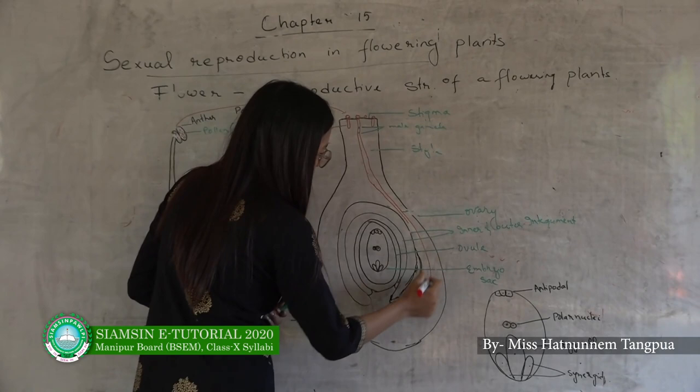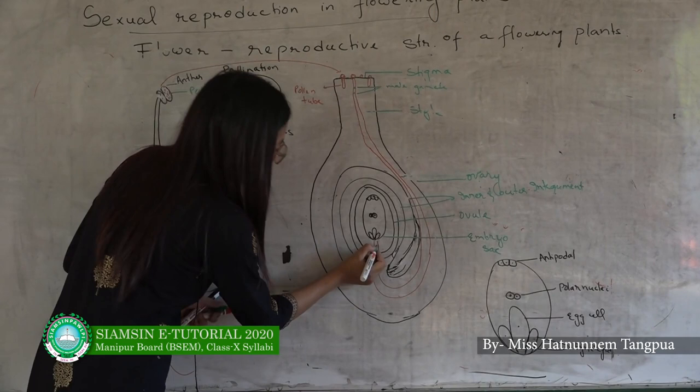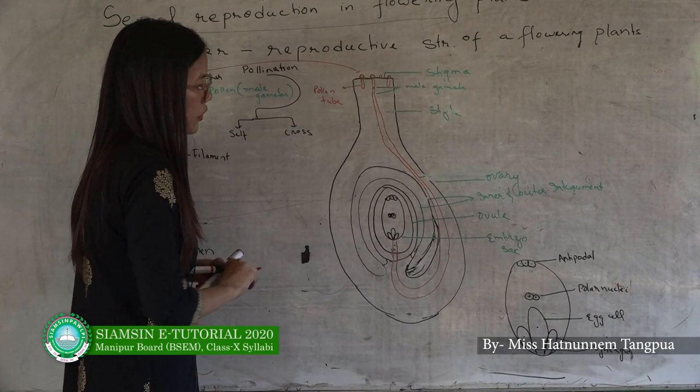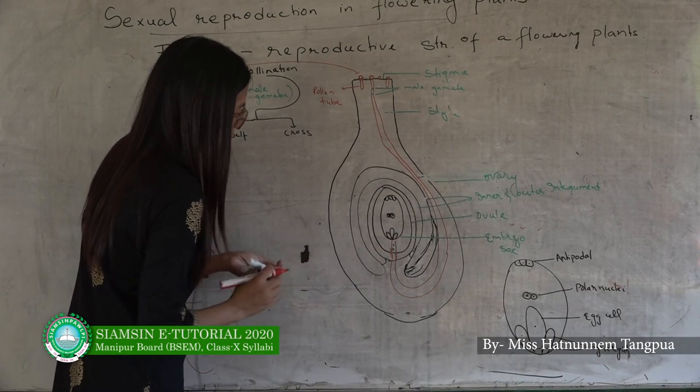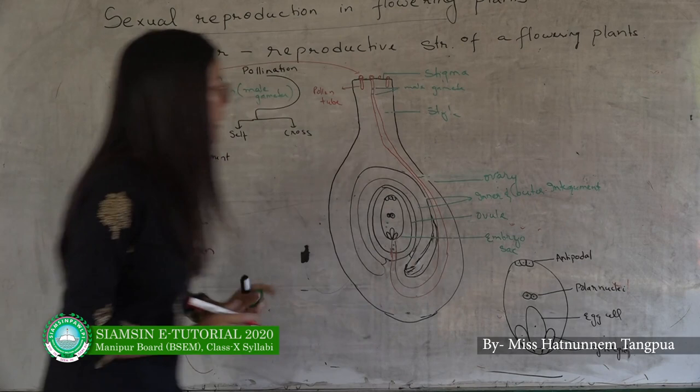It will grow and enter the embryo sac. The two male gametes will be dispersed inside the embryo sac.